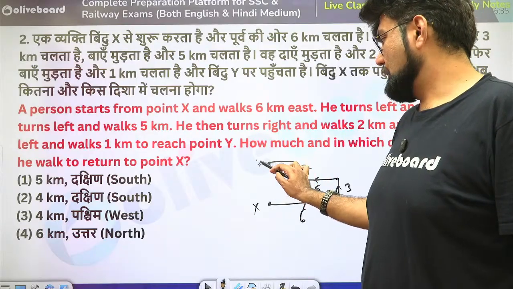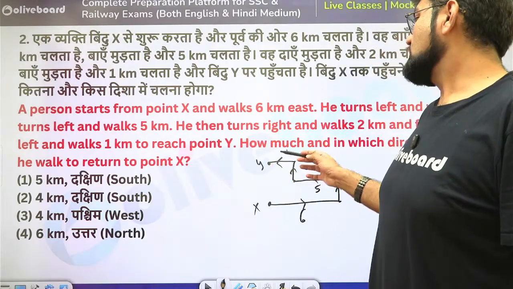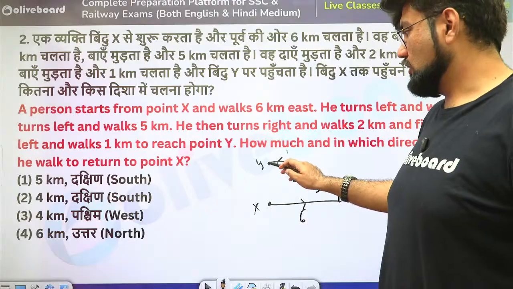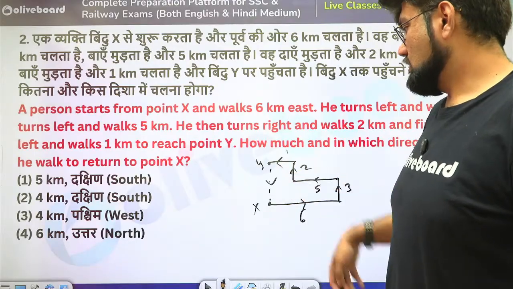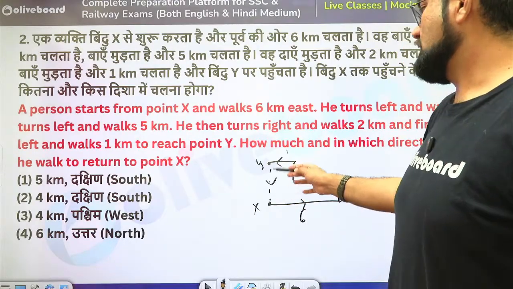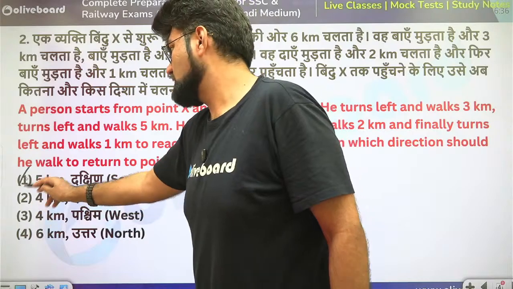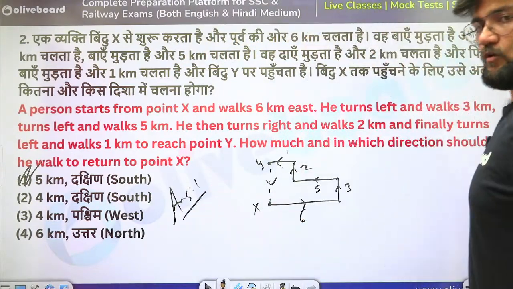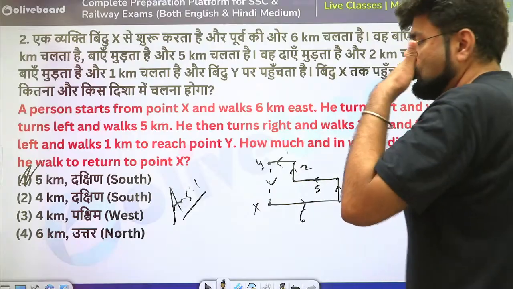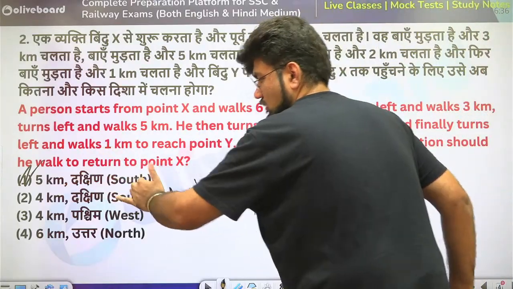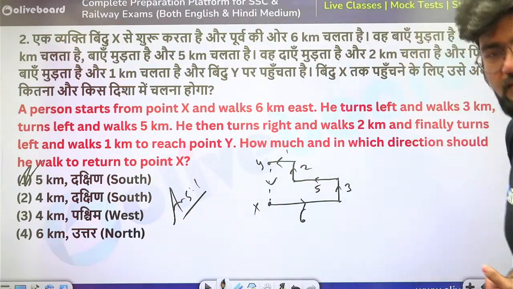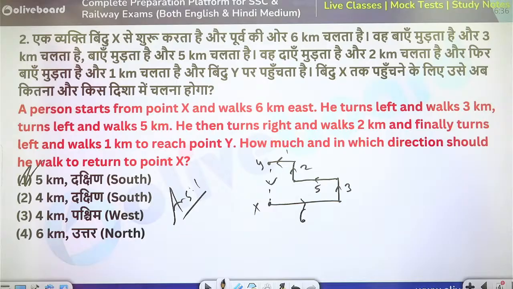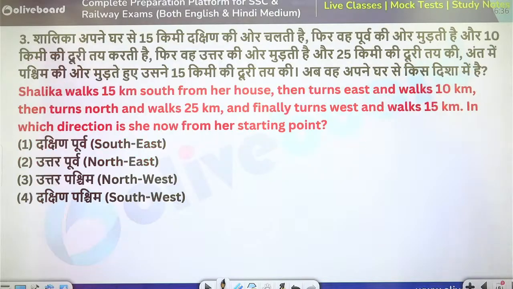So this is Y. They are asking you how much and in which direction should he walk to return to point X. Okay, so 3 plus 2, 5 kilometers in the south. So option A is the right answer. Option B. Okay, gradually you'll realize that in the options you can either find out the distance or the direction rather than finding both of them. With that you can eliminate options and get to it faster.